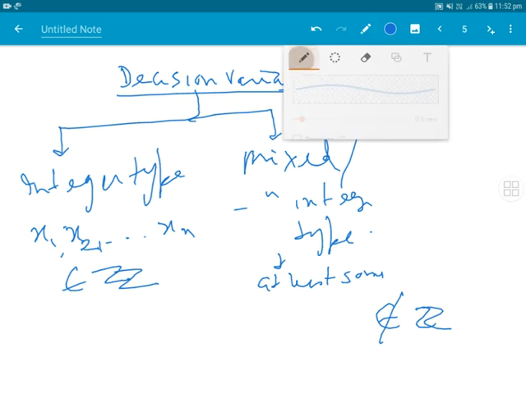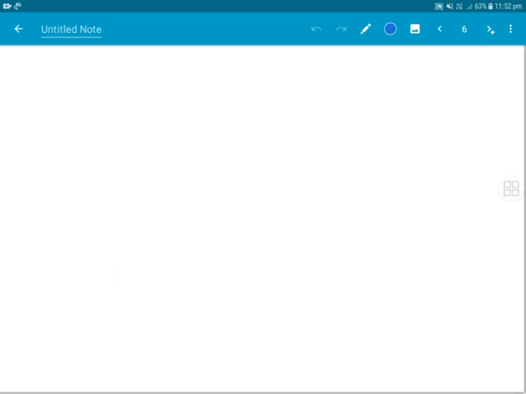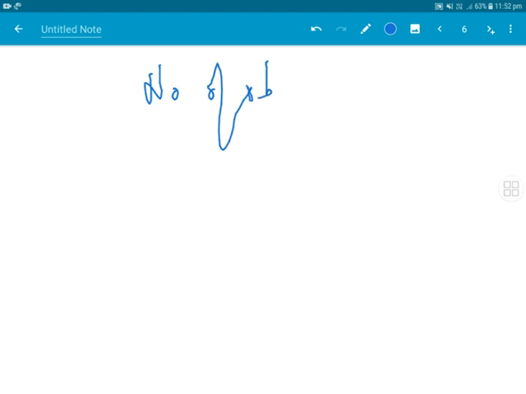So this is the case for the decision variables. Then what else? Depending on the number of objective functions, you can also classify it. As I already said at the very beginning, I am writing in short, objective functions.